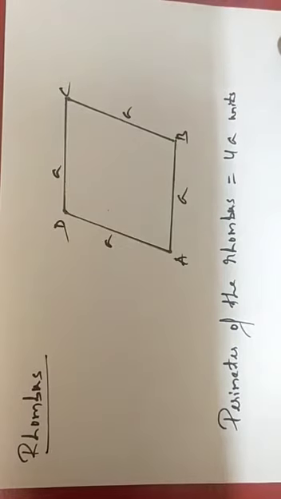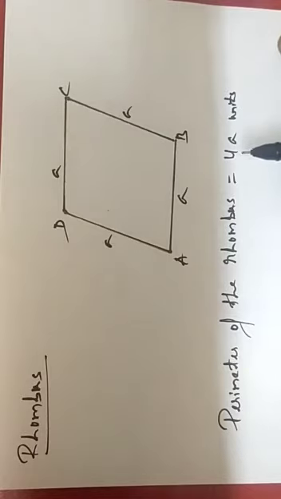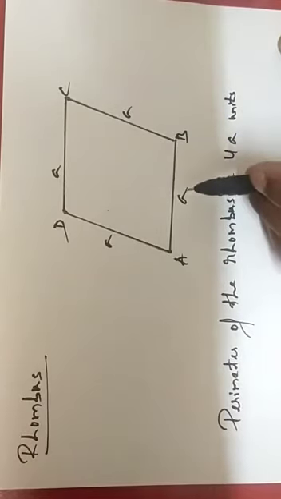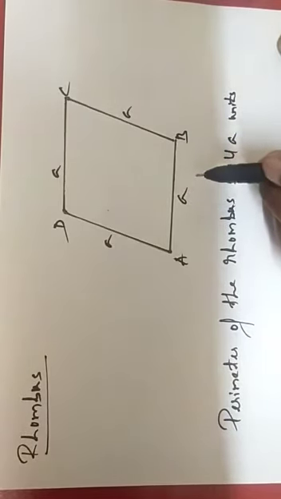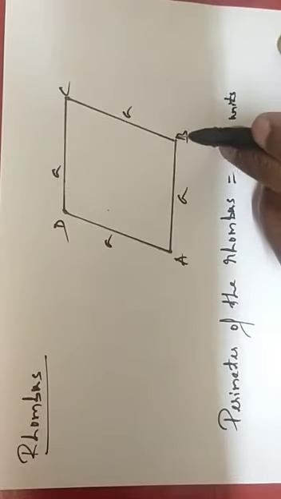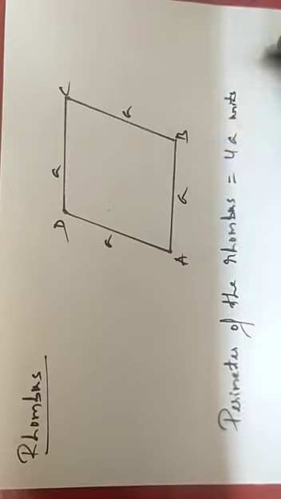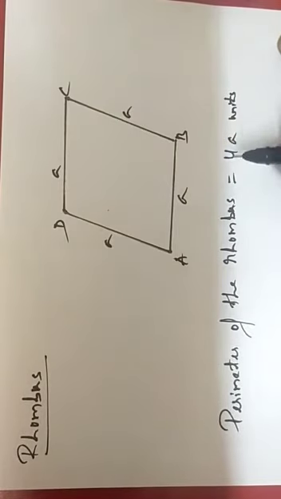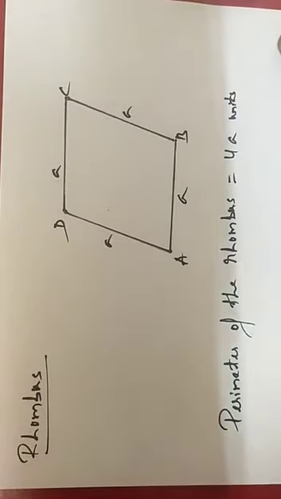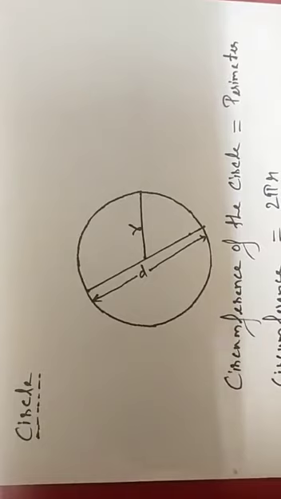So how to find the perimeter of a rhombus? It is very simple, just find the sum of all the sides. In a rhombus all the sides are equal, therefore we can write A plus A plus A plus A, that is 4A. Simply we can write the perimeter of the rhombus is equal to 4A units. Suppose the side is 5 centimeter, then 4 into 5, 20 centimeter will be the perimeter of the rhombus.